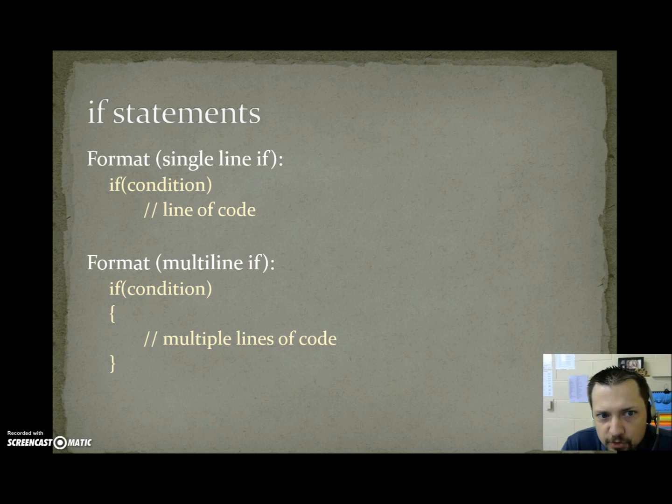The format for a single line if is if, parenthesis, condition, parenthesis, followed by a single line of code that's tabbed over. When the condition is true, that line of code will be executed. When it's false, that line of code is skipped. The format for a multi-line if is if, parenthesis, condition, parenthesis, curly brace, several lines of code, curly brace. So here the if is trying to decide whether or not to run the multiple lines of code in the following group or block.